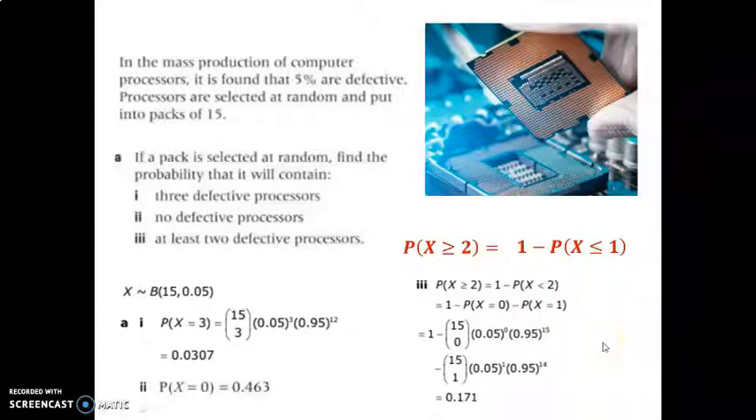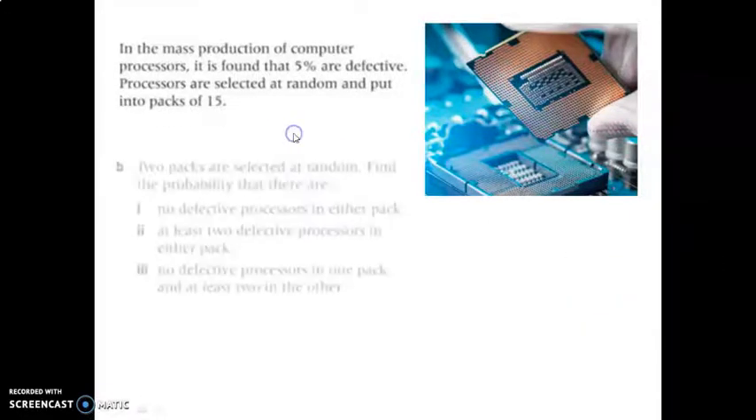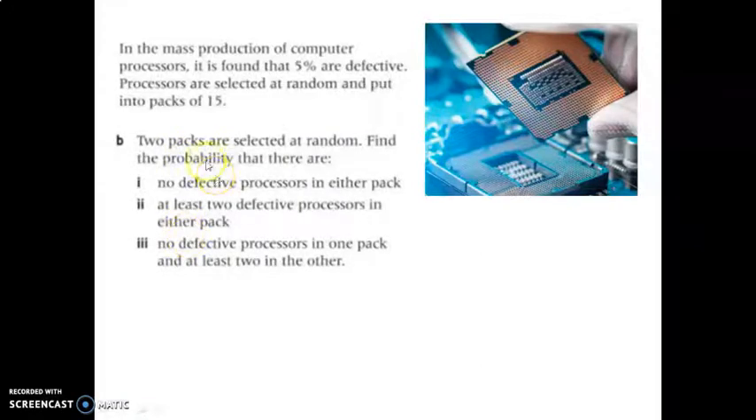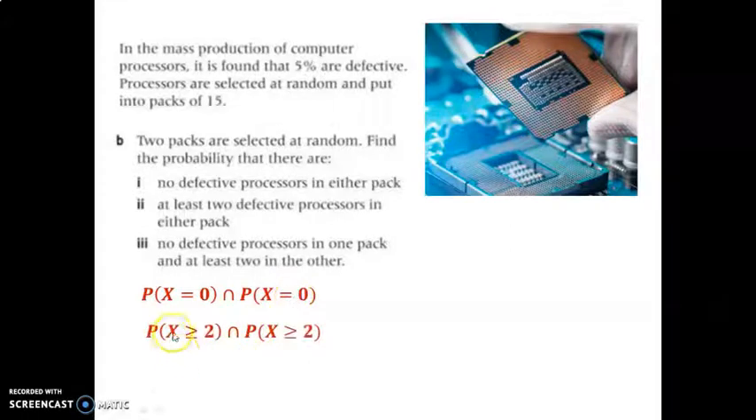Okay, it's definitely time to wrap things up. One last problem. It's the same problem continued with a little bit more on it. Now we have 2 packs selected at random. Find the probability there are no defective processors in either pack. So you're looking for x equals 0, but across 2 packs. This is kind of like that drug testing problem that we did earlier. So check your work here. We're looking for 0 in one pack and 0 in another pack.